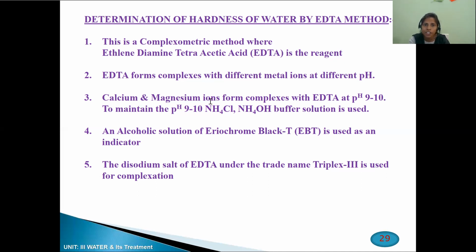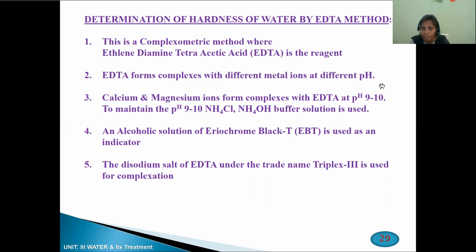Calcium and magnesium ions form complexes with EDTA only at pH 9 to 10. So only in this pH range is the complex formed, the calcium EDTA complex and the magnesium EDTA complex. That means we have to maintain this pH range, because if the pH is less than 9 or more than 10, there is no complex formation. So we need to maintain the pH range 9 to 10.